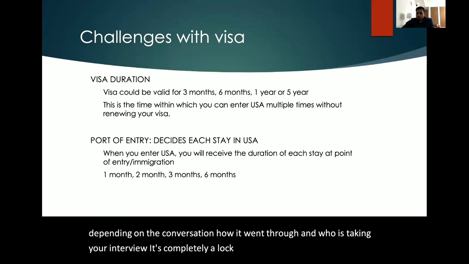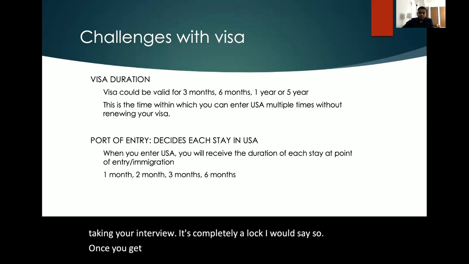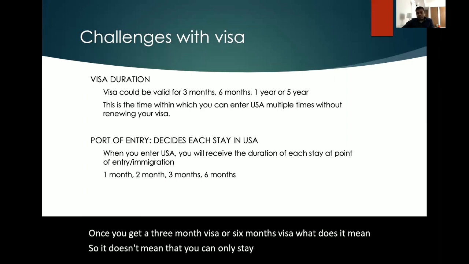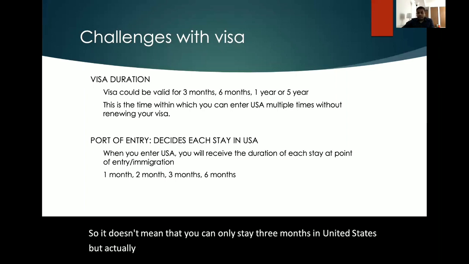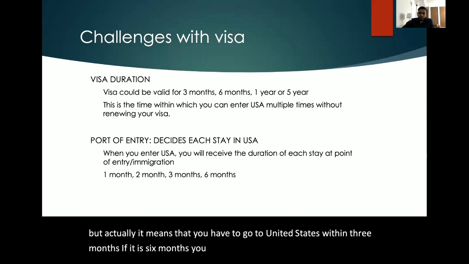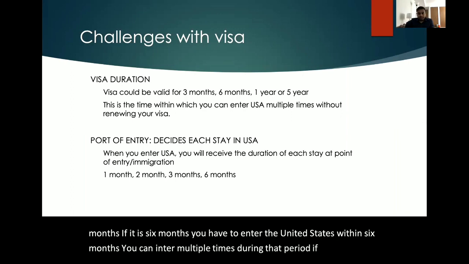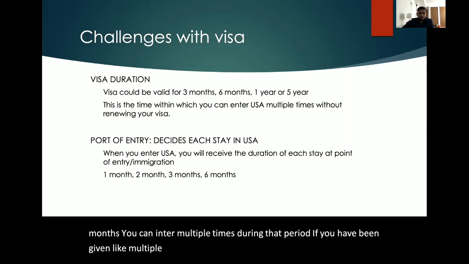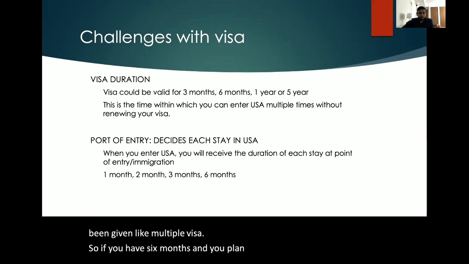So once you get a 3 month visa or 6 month visa, what does it mean? It doesn't mean that you can only stay 3 months in the United States, but actually it means that you have to enter the United States within 3 months. If it is 6 months, you have to enter within 6 months. You can enter multiple times during that period if you have been given a multiple-entry visa. So if you have 6 months and you plan to go twice, you can do that.